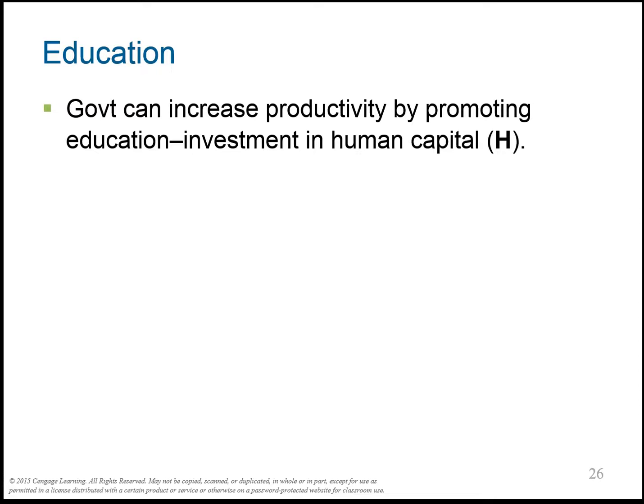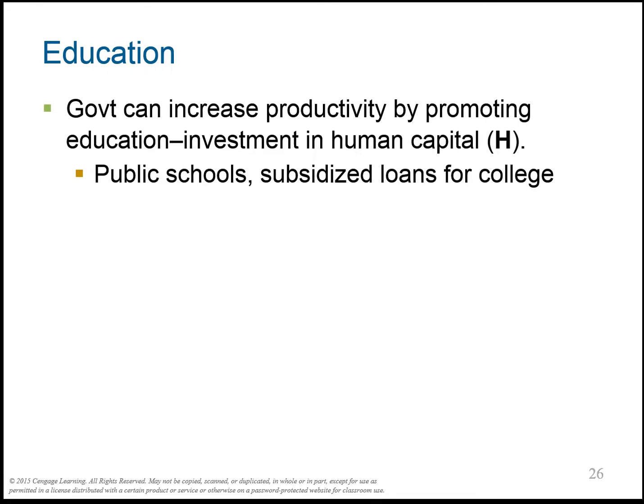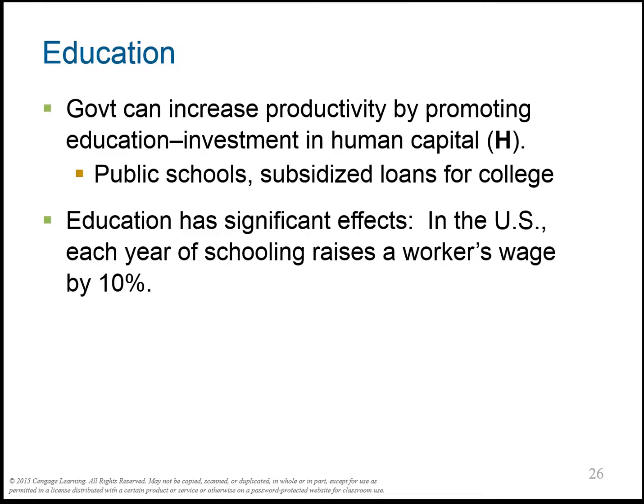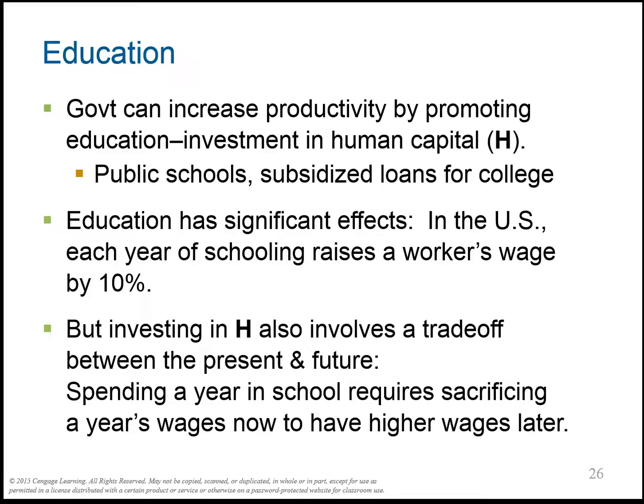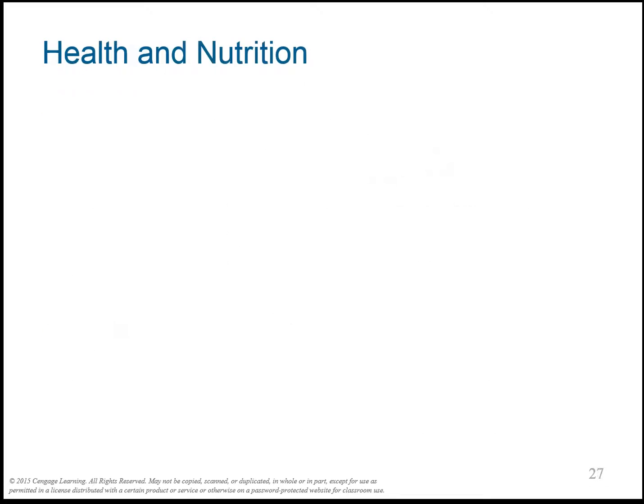Okay, education, right? If government can increase H, that will increase H over L, which will increase Y over L. So how can the government do that? Public schools, subsidized loans for college. In the United States, it's been estimated that each year of schooling, each year that H over L goes up, Y over L can go up by 10%, right? Because a worker's wage is equal to how much he makes. So if Y over L goes up by 10%, his wage will go up by 10%. This also has a trade-off, right? If I want to go to school now and increase my human capital now, that means I have to stop consuming right now because I'll have higher consumption in the future.